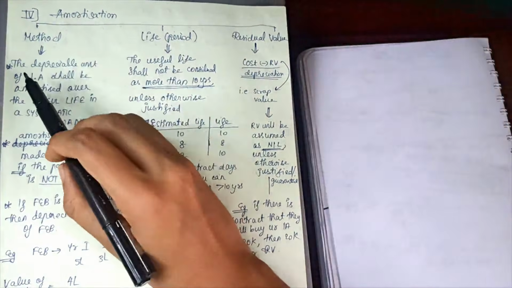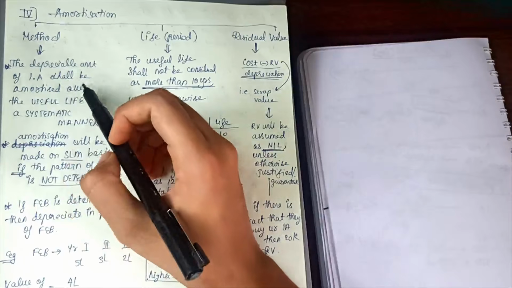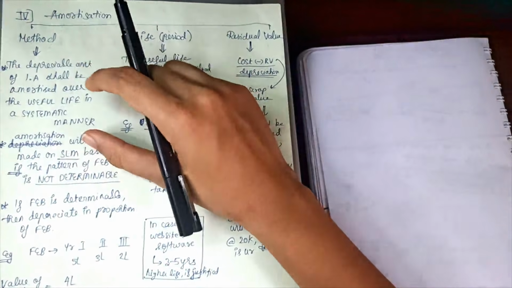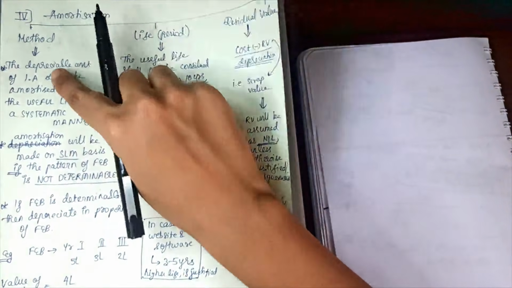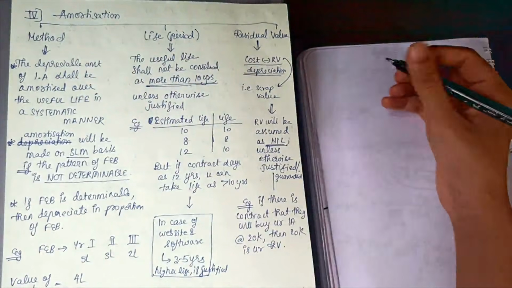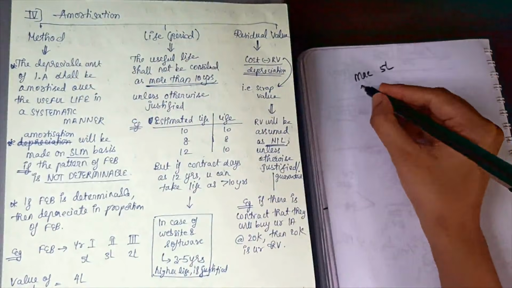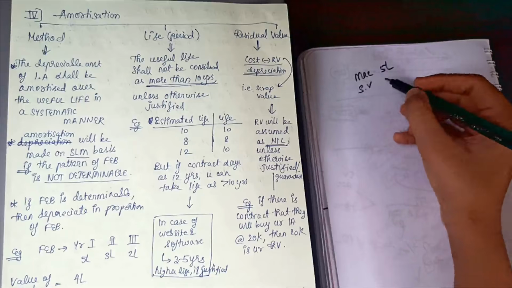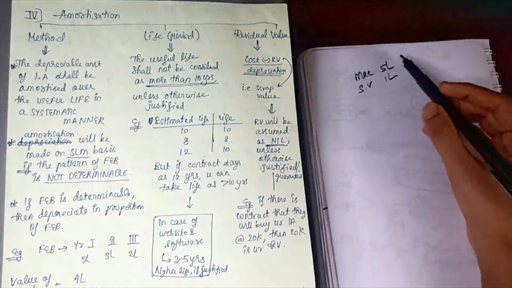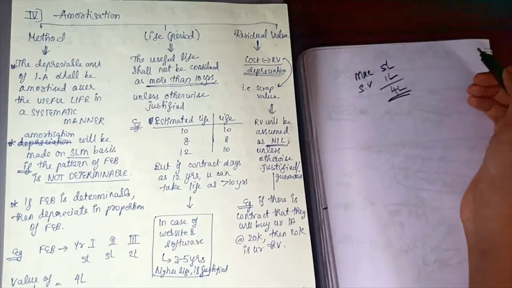What it says is the depreciable amount of the intangible asset shall be amortized over the useful life in a systematic manner. I'll explain it one by one. First, depreciable amount. I'm going to take an example of a tangible asset so you understand more easily. Suppose the machinery is worth 5 lakh, and the scrap value of this machinery comes to 1 lakh. Then what is your depreciable amount? Depreciable amount is 5 lakh minus 1 lakh, 4 lakh rupees you have to depreciate in the machinery.